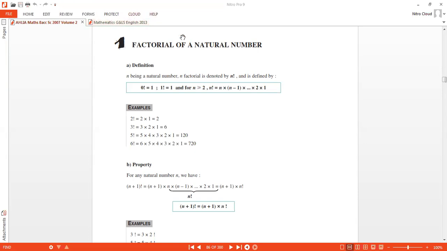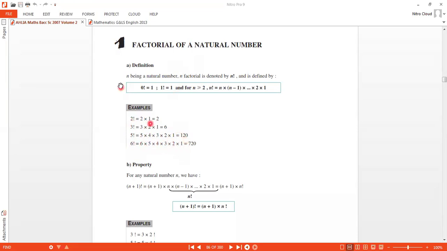What's the meaning of the word factorial? Factorial, for example, if we have 2 factorial, means 2 times 1. 3 factorial is 3 times 2 times 1. 5 factorial is 5 times 4 times 3 times 2 times 1. So the word factorial or this symbol means that you have to go backward until you reach the number 1 and then you multiply them.